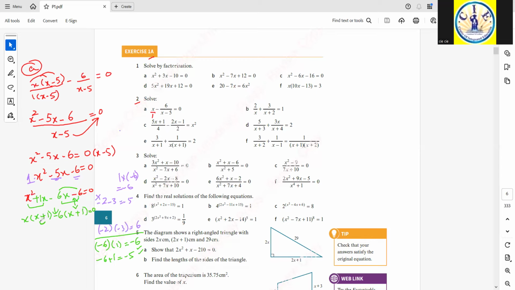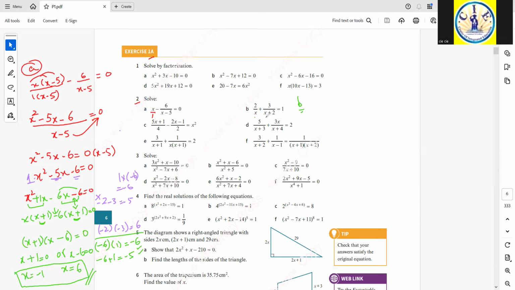So now x plus 1 is a common factor. So from the first term we are left with x, and from the second term we are left with negative 6. So x plus 1 equals to 0, or x minus 6 equals to 0. This will give us x is equal to 6, and this will give us x is equal to negative 1. So this is how we solve part A. In the same pattern, now it's part B.